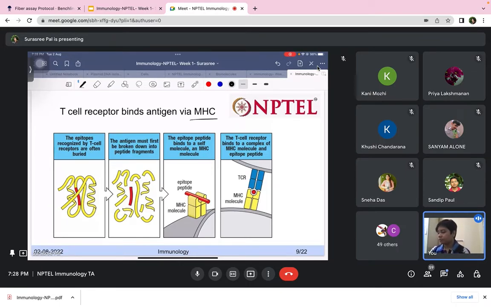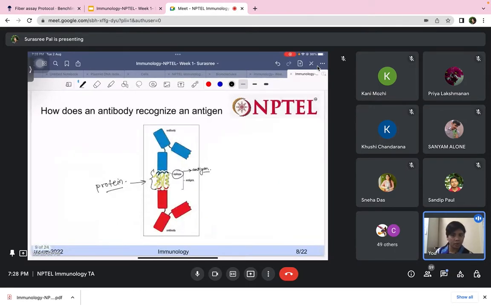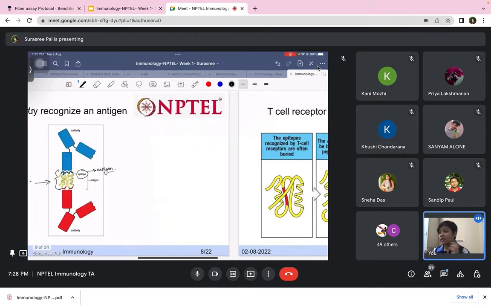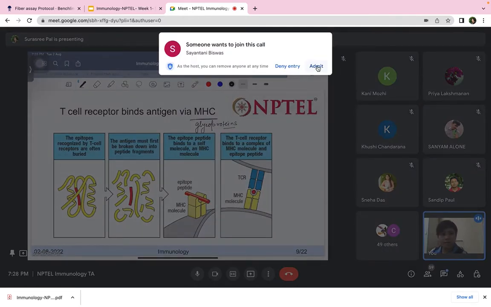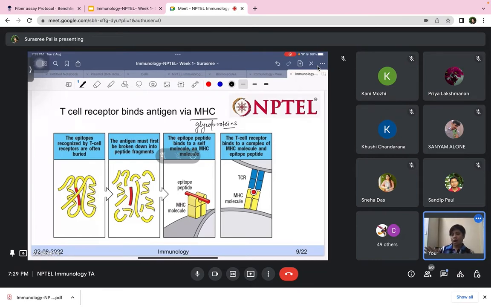And we will see that a T cell receptor actually cannot bind to antigen directly, like we saw in case of an antigen antibody reaction, right? But the T cell receptor requires the mediation by this major histocompatibility complex proteins, or the glycoproteins. So these are glycoproteins. And remember one thing, these MHC molecules actually present a part of the antigen processed. So it presents a processed antigen to the T cell receptor.